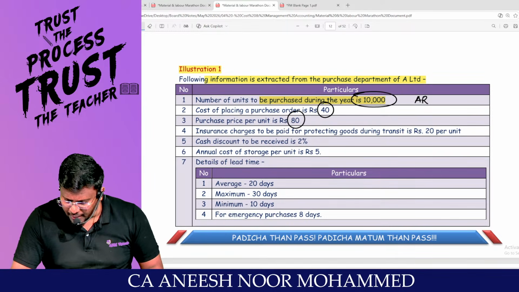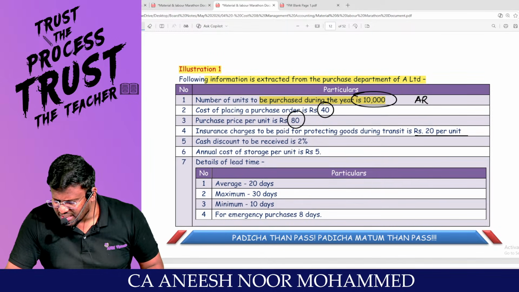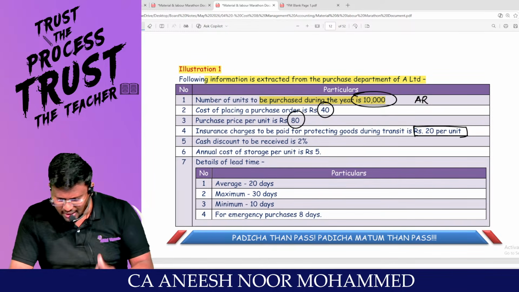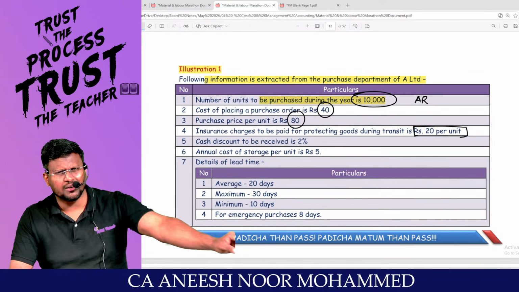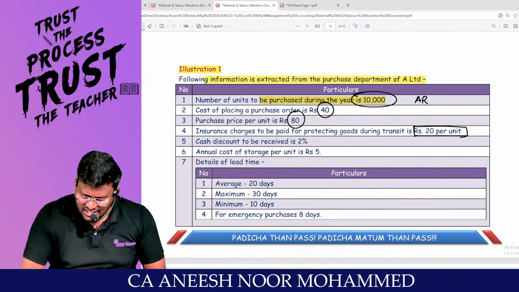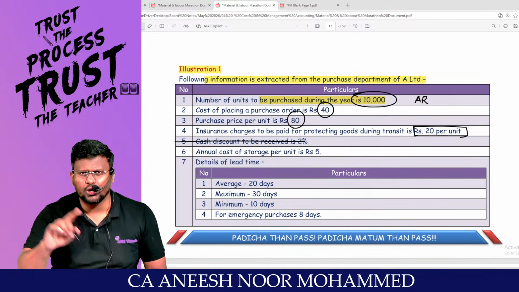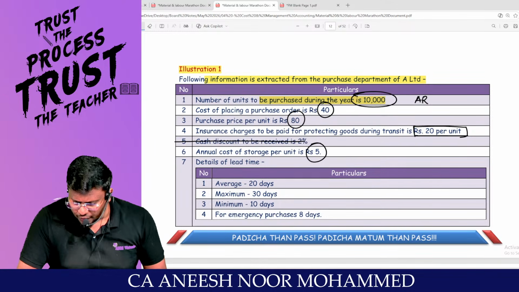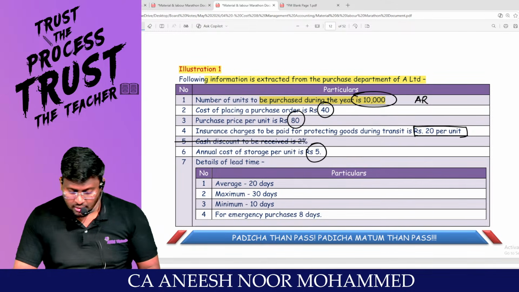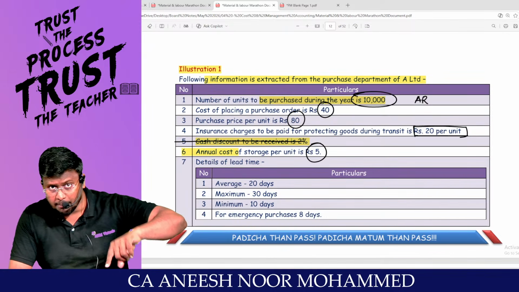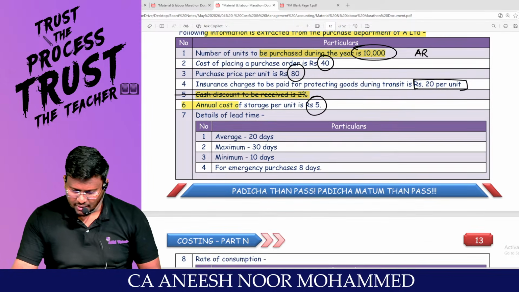Insurance charges to be paid for protecting goods during transit is 20. Sir, this is again a cost I am supposed to incur. Just now we have studied that it should be included in the landed cost. Cash discount to be received 2%. Put it in the dustbin. We will consider only the trade discount. Annual cost of storage per unit is 5. Look at the word annual cost. That means carrying cost per unit per annum has been given. So rupees 5.